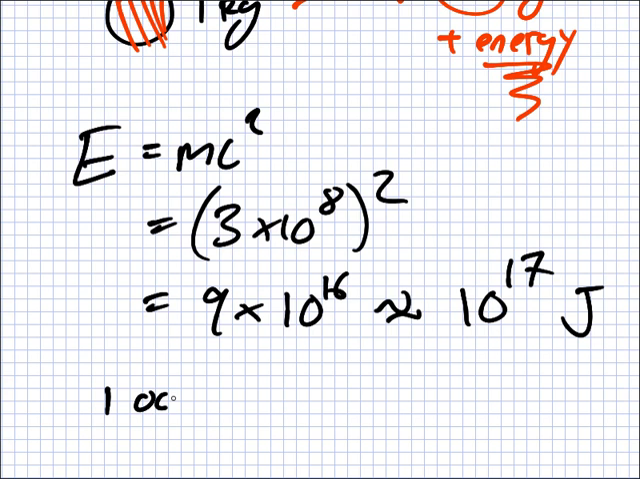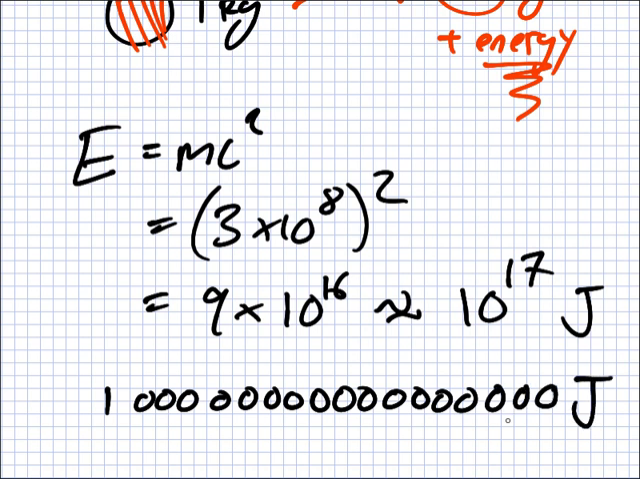Now that's 1, 2, 3, 4, 5, 6, 7, 8, 9, 10, 11, 12, 13, 14, 15, 16, 17 joules. So you take something which is about 1 kilogram, like my laptop, and if you could convert that completely into energy, destroy the mass completely, you would get this much energy. That's a lot of energy. So there's a lot of energy inside of atoms, waiting to be released. You understand what I'm saying here? It's really a huge number.